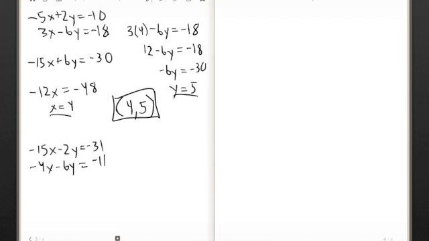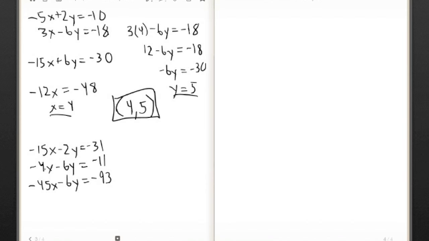We'll multiply this first equation by 3 so that we have a 6y in both. So we get negative 45x minus 6y equals negative 93. Now, if we add these, we're not going to eliminate the y's, but let's go back to subtracting. Negative 6y minus negative 6y is negative 6y plus 6y. So the y's will eliminate if we subtract, because subtracting a negative is the same thing as adding it.